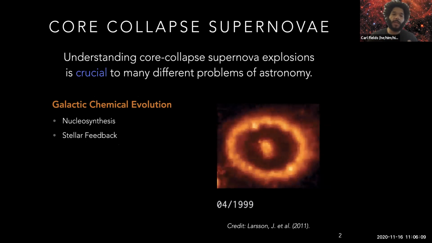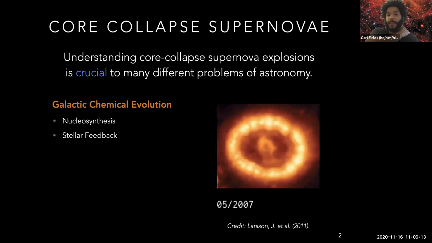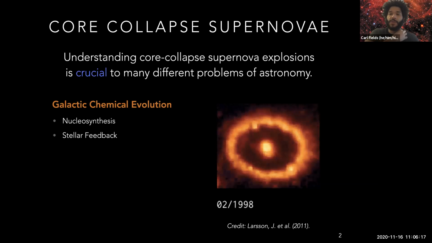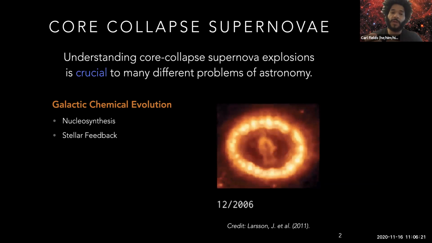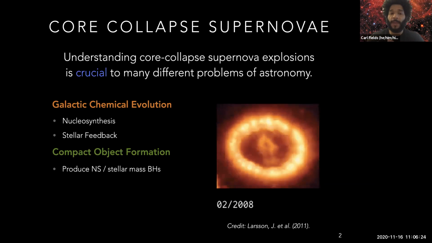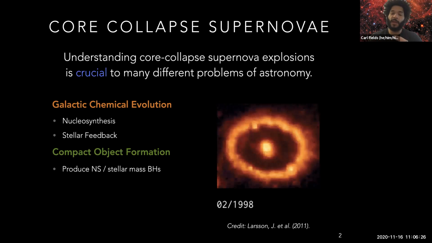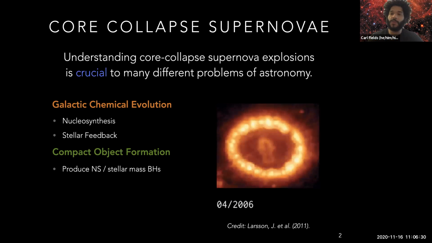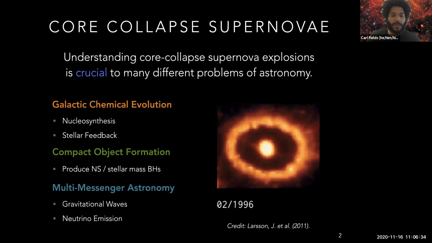Understanding core collapse supernovae is really important for different areas of astronomy. One of the big areas, I should say, is galactic chemical evolution. They have impact on the nucleosynthesis. They can feed future generations of stars. They also have an impact on the compact object formation, right? They're thought to produce stellar mass black holes and the neutron stars that we observe through in-spirals and so on. And in doing so, this has really big implications for multi-messenger astronomy.